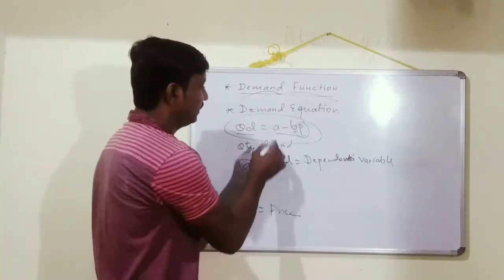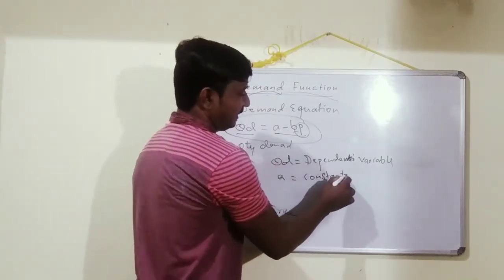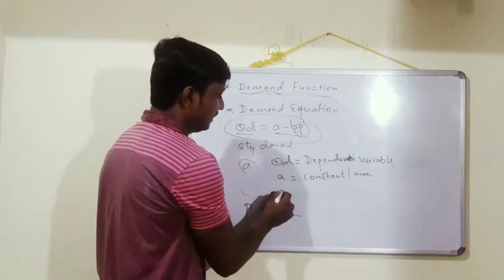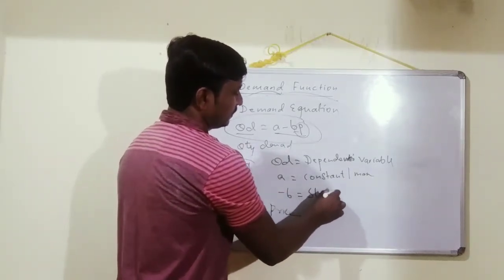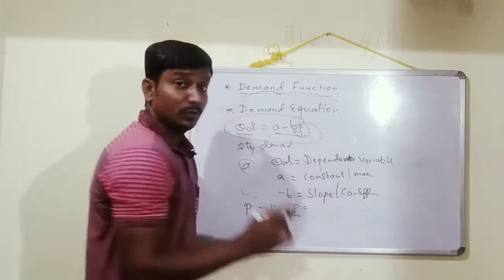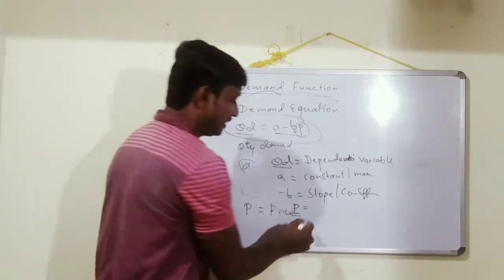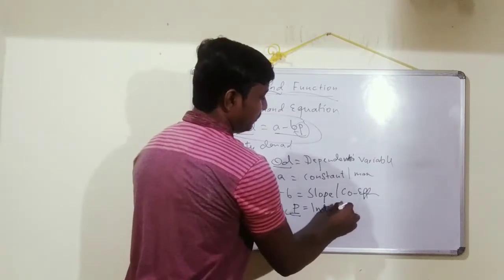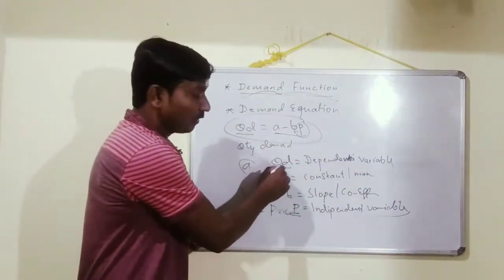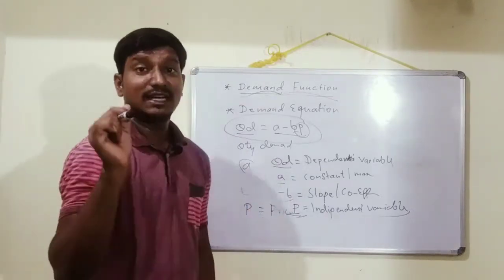QD is called the dependent variable, whereas A is the constant, or as I already told you, the maximum quantity purchased when price equals 0. And minus B is the slope, or as I already said, the coefficient. Then P is price, which is one of the determinants of demand, influencing the quantity demanded. So this is the independent variable. So in the equation, quantity demand is the dependent variable, A is the constant, minus B is the slope or coefficient, whereas P is the independent variable.